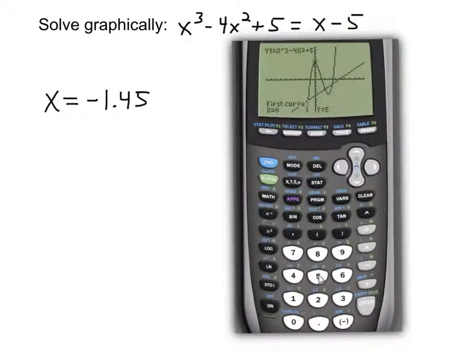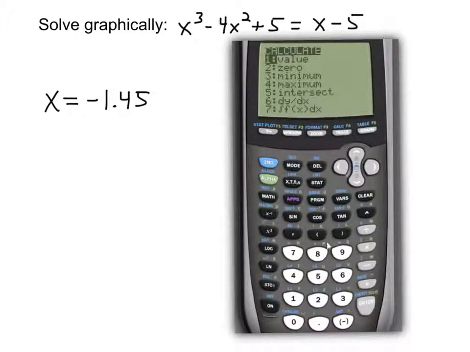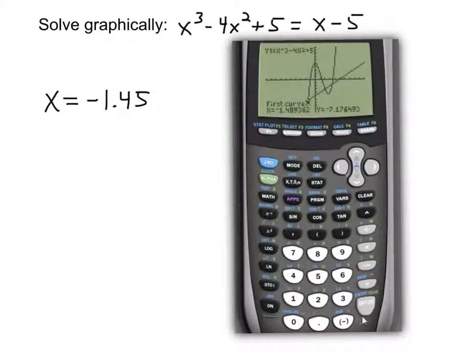Okay, now I'm going to repeat this process for the other 2 points of intersection. So we'll do second trace again, and then intersect, or number 5, and then enter for first curve and enter for second curve. And now we'll move it over closer to this second point of intersection and hit enter again, and that gives us our next solution. So x equals 2. So we'll write that down, x equals 2.